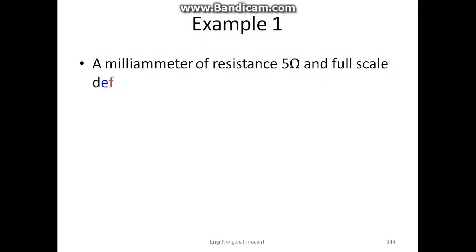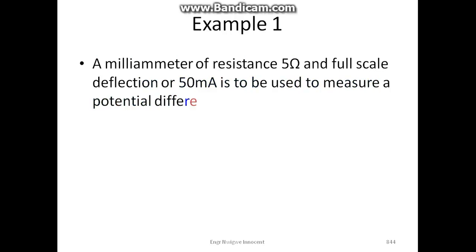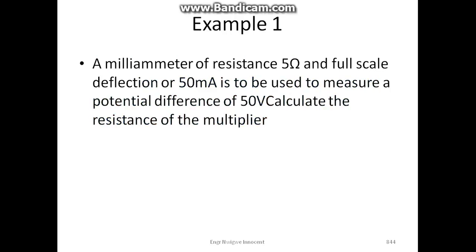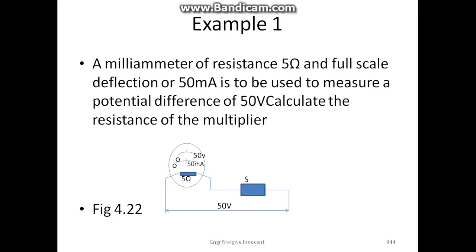Example 1. A milliammeter of resistance 5 ohm and full scale deflection of 50 milliamp is to be used to measure a potential difference of 50 volts. Calculate the resistance of the multiplier. Figure 4.22 shows the diagram of the question.